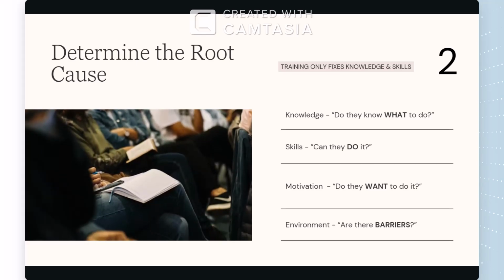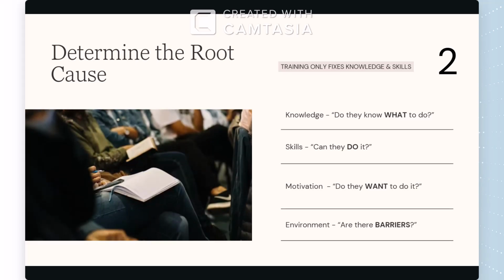2. Determine the root cause. Here's the critical question. Is this really a training problem? Ask yourself 4 questions. Do they lack knowledge? Do they lack the skill? Is it a motivation issue? Or are there environmental barriers?